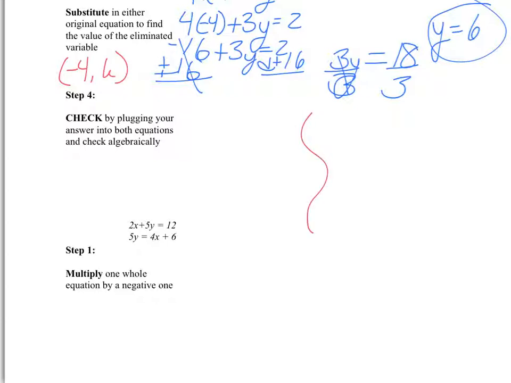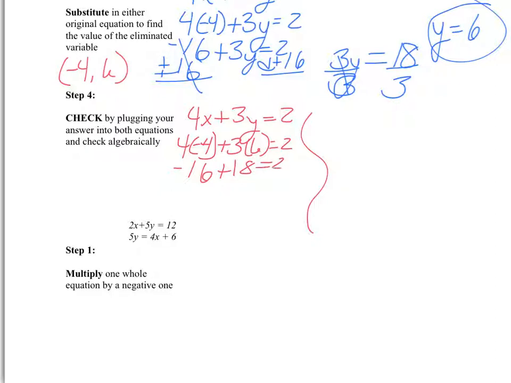So the first equation that I'm going to check back into is 4x plus 3y equaling 2. 4 times negative 4 plus 3 times 6 needs to give me 2. Negative 16 plus positive 18 needs to give me positive 2. Positive 2 will give me positive 2, and my answer checks.